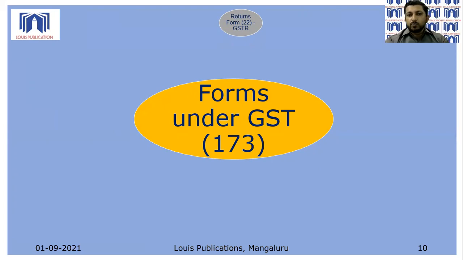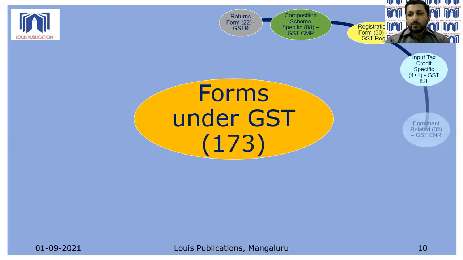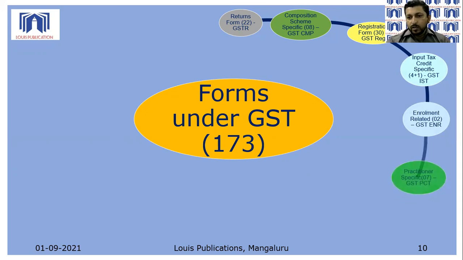GSTR indicates return forms. In brackets, whatever number is written is the number of forms. Then under the composition scheme, there are 8 forms by the name GST CMP. Then we have registration forms, as I just mentioned. There are 30 forms under the name GST REG. Then we have input tax credit specific forms, that is GST ITC, 4+1 forms. Then we have enrollment related forms, 2 forms in all. GST ENR is the indication of that form.